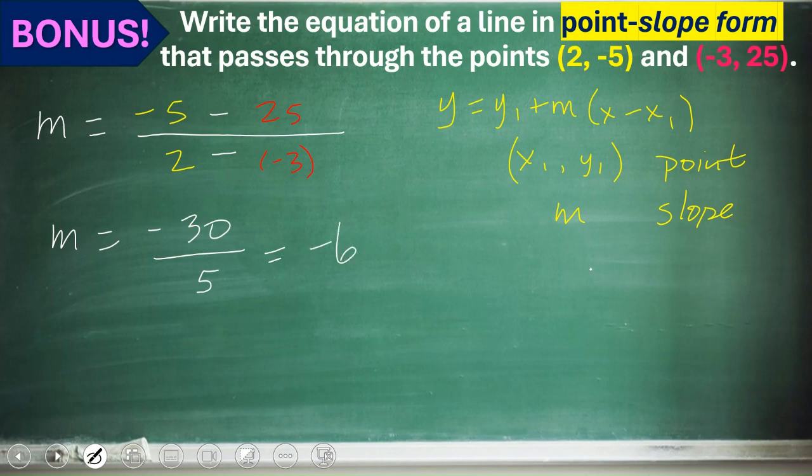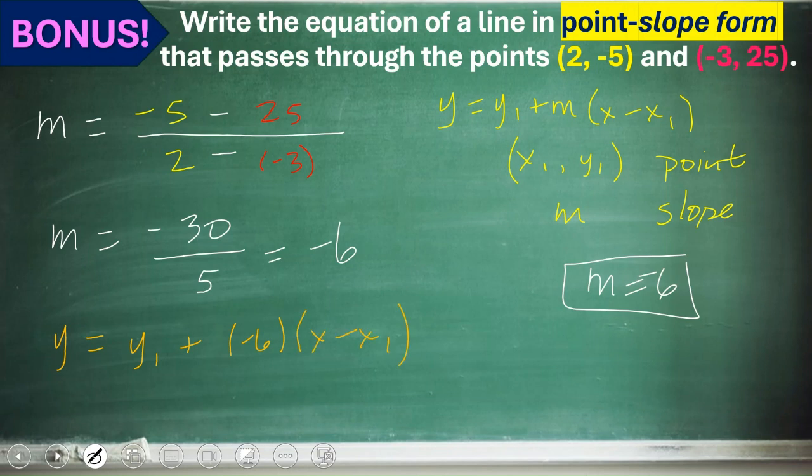So I'm going to come over here and make a list. My slope is -6. And now here is why a lot of people like point slope form. We can go ahead, and I'm going to do this. I'm going to plug in my slope of -6 here.